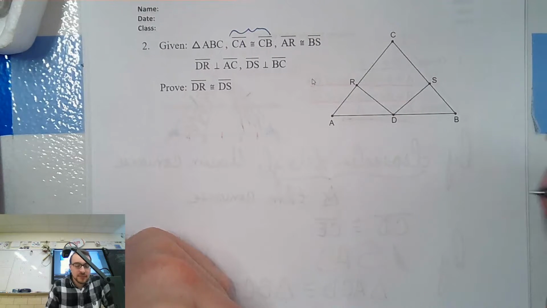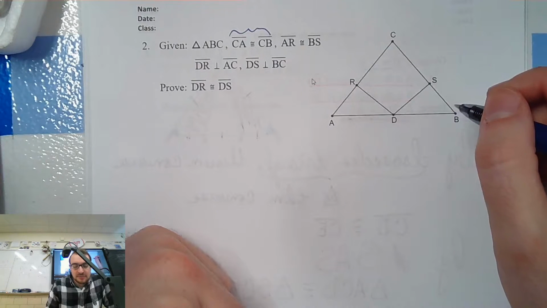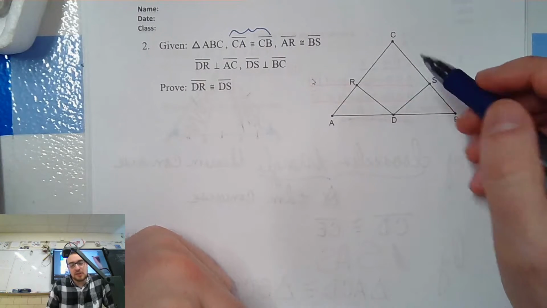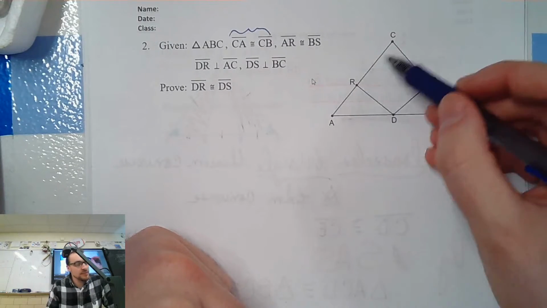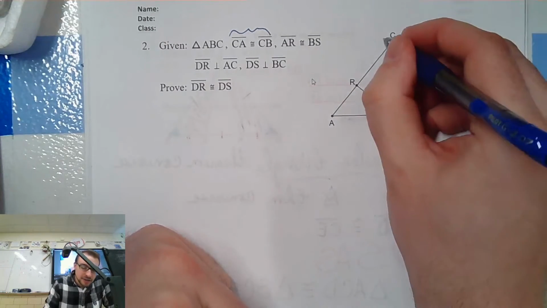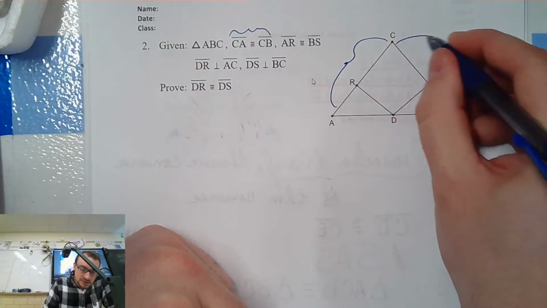Sorry. CA and CB are the same. In order to represent that, I can't put a tick mark because if I mark it here, it looks like I'm talking about CR. If I mark it here, it looks like RA. So I'm going to do this.